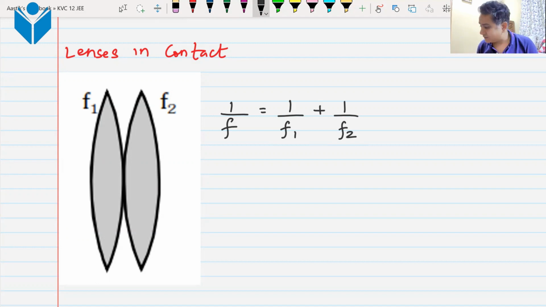Do we understand this? If you want to write this formula in terms of power, you can write it as power of lens 1 plus power of lens 2 will be the total power of the combination that you create. This is the formula for lenses which are kept in contact with each other. Remember, whenever we are talking about lenses, we are talking about thin lenses, not thick lenses. I'll give you 2 minutes to note it down.